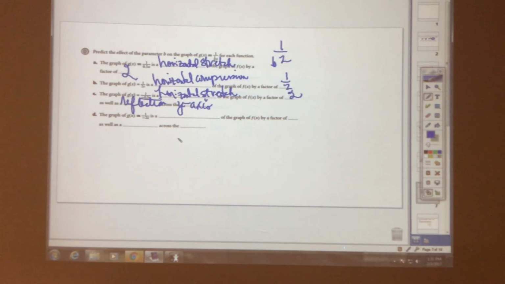The graph of g of x on D equals 1 over negative 2x is a what? Horizontal compression by a factor of 1/2, as well as a reflection across the y-axis. Any questions? Same thing we've done before.